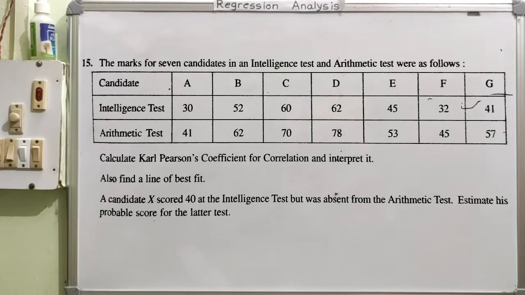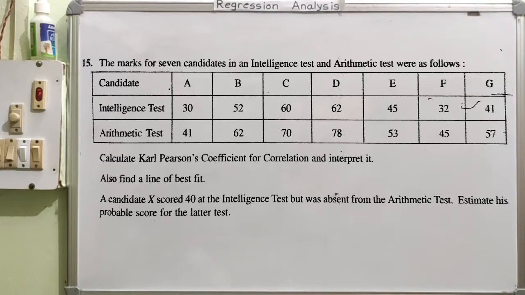Question number 15 is exactly same as question number 13 and 14. Still, I'm showing you 3 examples so that you can see and feel the difficulty in doing this question, what kind of difficulty a student can face while calculating the correlation coefficient by Karl Pearson method. Clear? You can see the table.